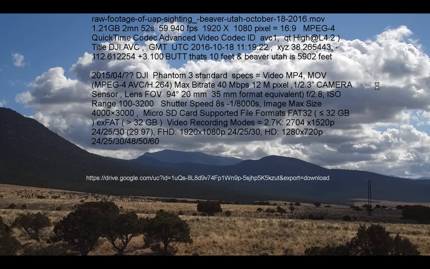Micro SD card supported formats: FAT32 if it's 32 gigs or smaller, and if it's larger than that, use exFAT to get above 32 gigabytes. Video recording modes: 2.7K at 29 frames per second, 30, 25, or 24. FHD goes up to 30 frames per second, 25 or 24. 720p goes up to 60. Not the 1080p. Okay. And there's also the alternate download off of Google Drive. It has a different file name to it, and it specifies DJI or something of that nature.